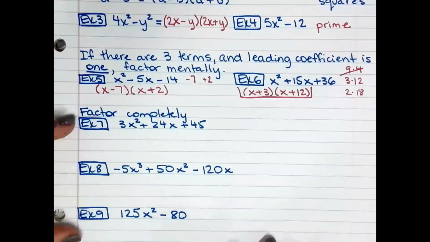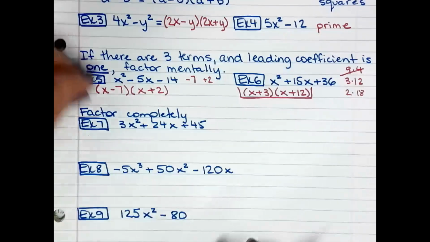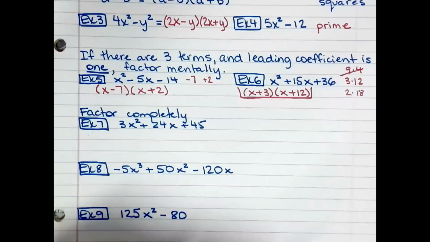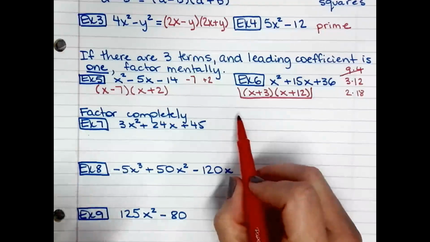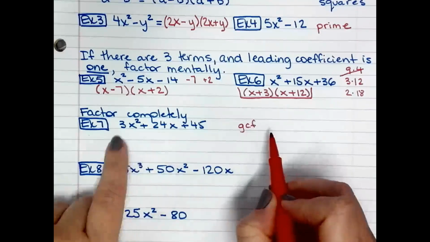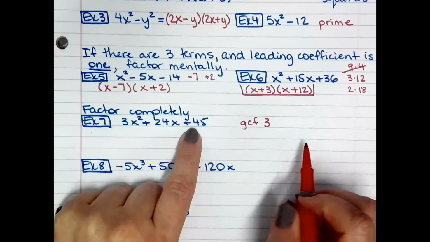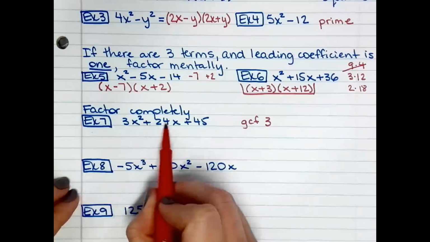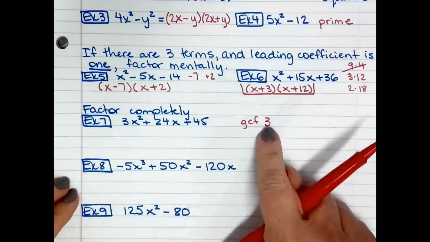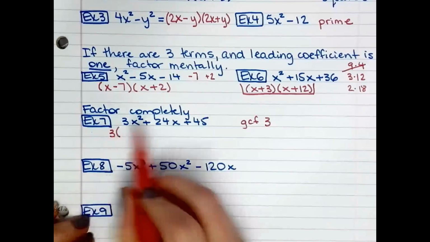Now, the next 3 examples, we're going to put them all together. All the skills that we just reviewed, we're going to work it all together. Always start out by pulling the GCF out. So GCF right here, I can divide them all by 3. When you're dividing all by 3, you have to divide all 3 terms by 3. The GCF doesn't go away. That doesn't disappear. So the GCF goes on the outside.